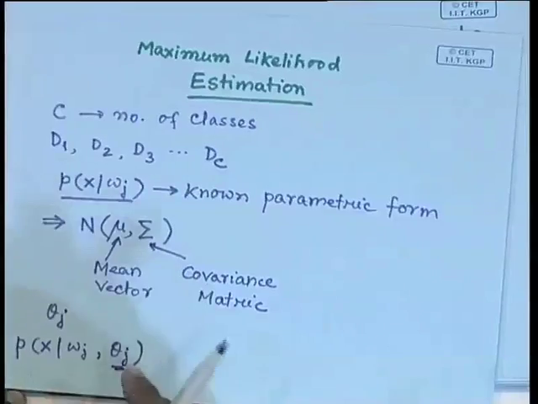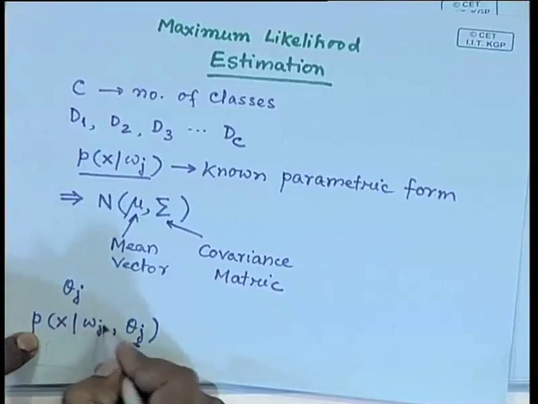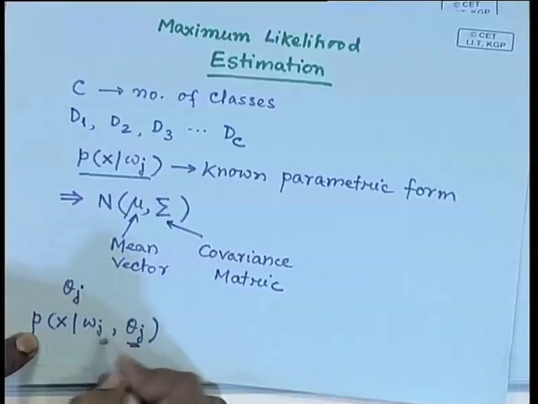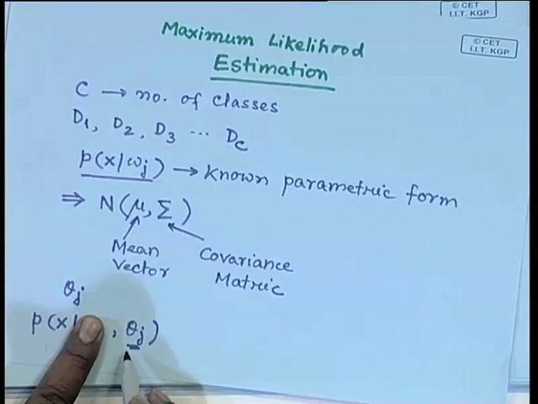Okay. So, because the samples in one set are not giving me information about the parameter vector of the other set, I can simply remove this subscript j, or even remove this class conditional probability omega j, because what I have is, given a set of samples, I want to estimate the corresponding theta.